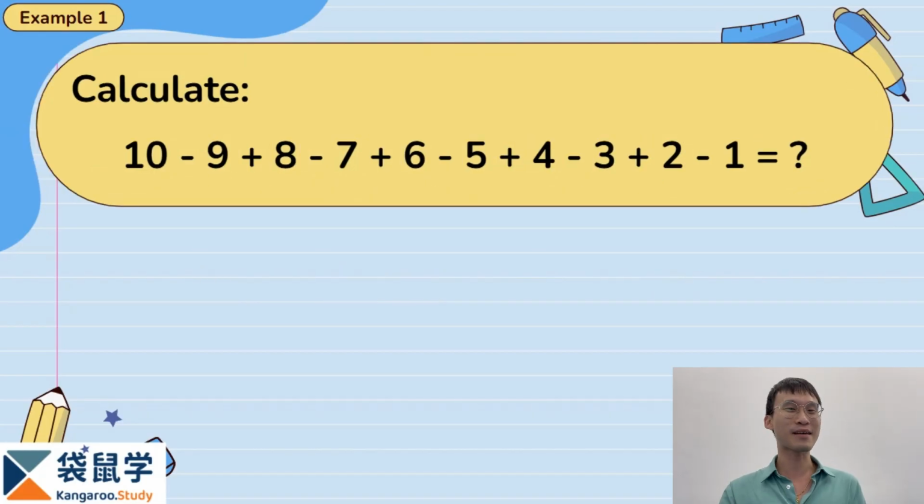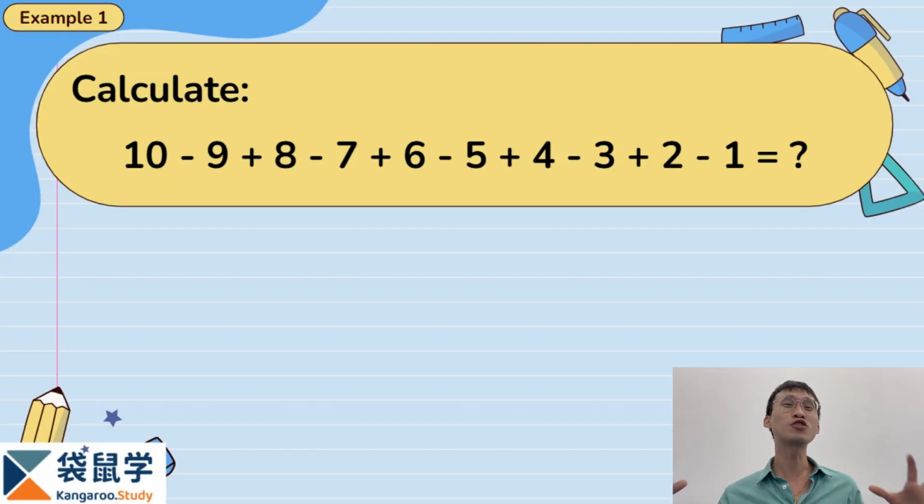Let's look at 10 minus 9. What is their difference? 1. Excellent. How about 8 minus 7? Yes, 1 again. How about 6 minus 5? Also 1. So we can group them into pairs because 1. The signs repeat after every two numbers, and 2. Each pair of numbers have the same difference of 1 each.